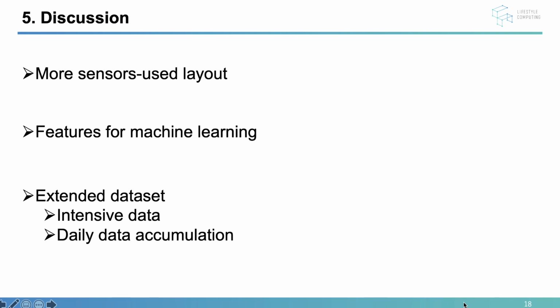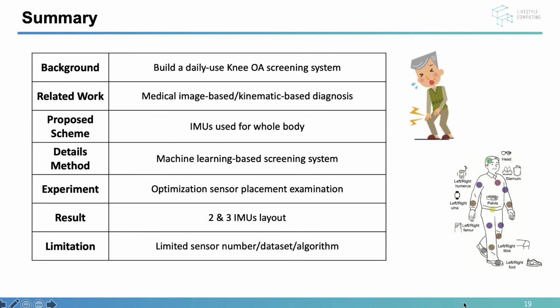Here is a summary of the project. Building a daily-use NEOA screening system is beneficial for the patient, so we propose to use IMUs on the whole body to examine the best layout of the IMU sensors. We use a machine learning-based screening system building method and find the optimal sensor placement from the 1 to 3 sensor layouts.